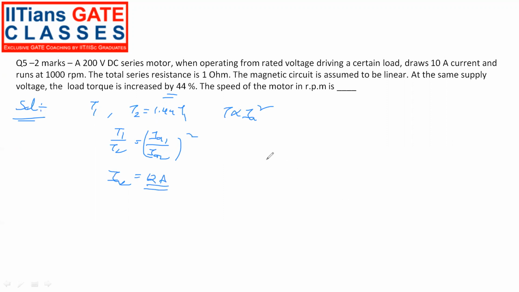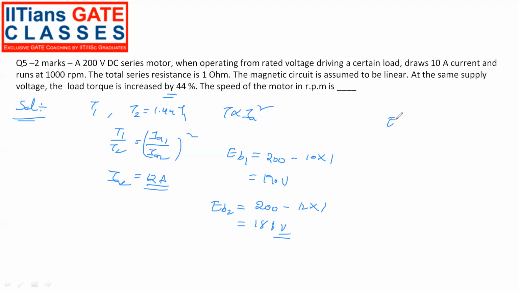Now let's find the back EMF. For the first case, EB1 equals 200 minus armature current 10 into armature resistance 1, which gives 190 volts. Similarly, EB2 equals 200 minus 12, the armature current, into armature resistance 1 ohm, so it gives us 188 volts.